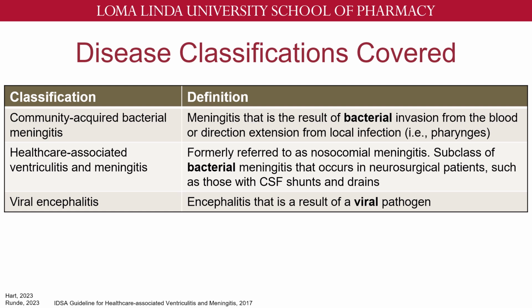You can also have healthcare-associated ventriculitis and meningitis. This was formerly referred to as nosocomial meningitis, which is a subclass of bacterial meningitis that occurs in neurosurgical patients. So they have maybe some sort of CSF shunt or drain, and we'll look at what those look like later. And then we also have viral encephalitis, which, as the name suggests, is encephalitis that's a result of a viral pathogen. Again, I'm not going to hold you responsible for memorizing these definitions, but it's important to be able to distinguish them as you go onto your rotations.